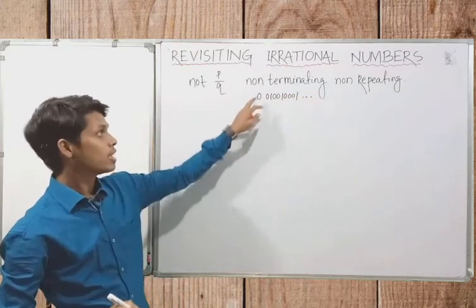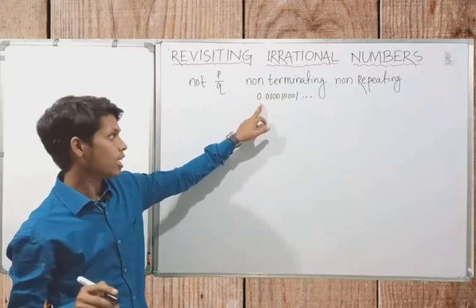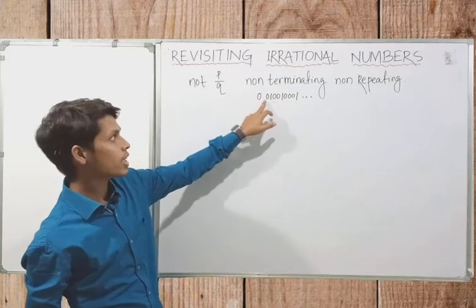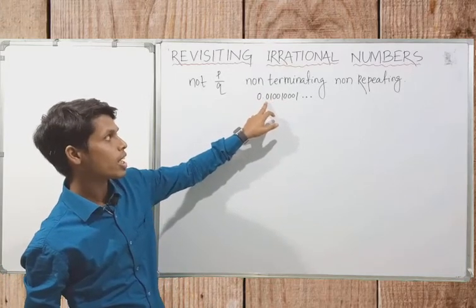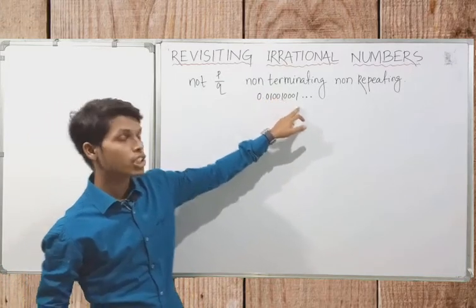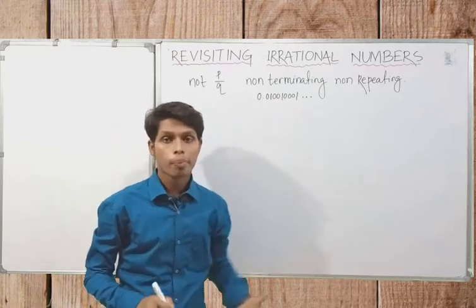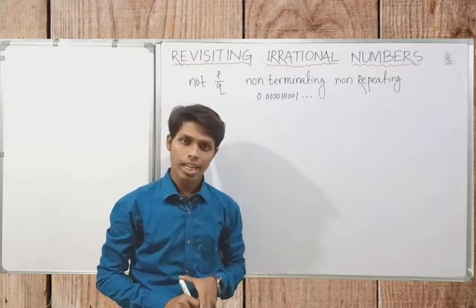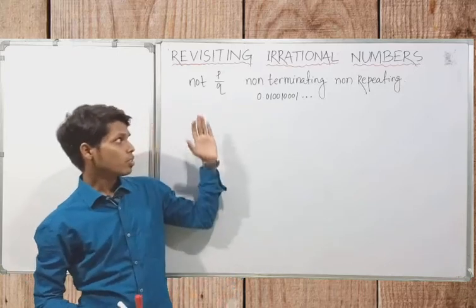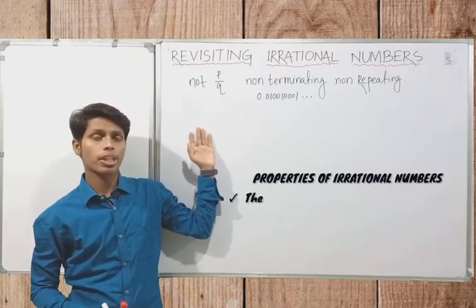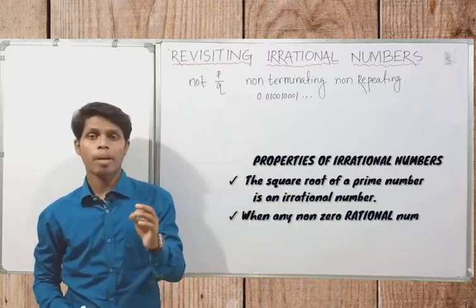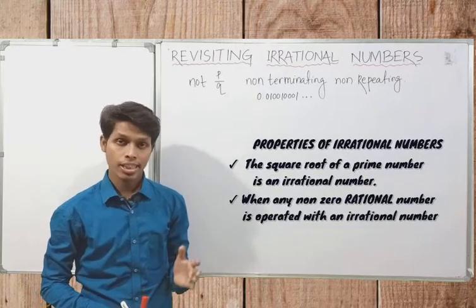This means this decimal number does not end, and there is also no pattern repeated here. You can see there was 0.01, then 0.001, then 0.0001, means there is no repeating pattern here. So this type of decimal numbers are called irrational numbers. Also we have learned some properties such as the square root of any prime number is an irrational number.